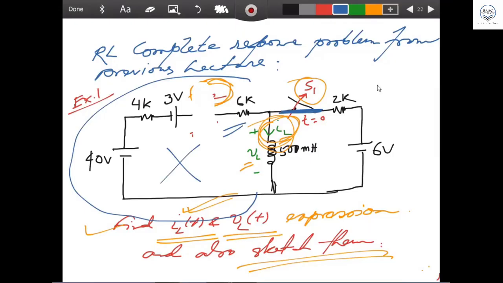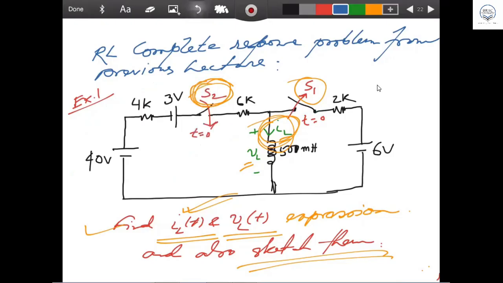Yes, sir. So on the right hand side we have 3 elements: a 6 volt source, a 500 millihenry inductor, and a 2K resistor. That's it. So we are going to draw that. Before drawing, we are going back to the previous stage, I think everybody understood it.